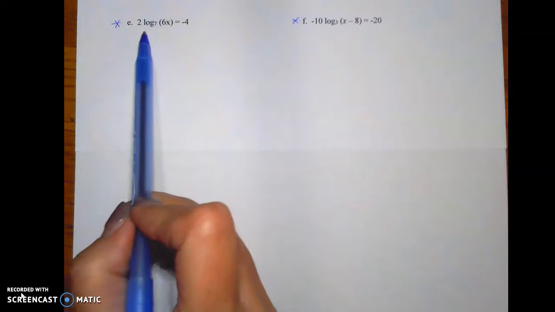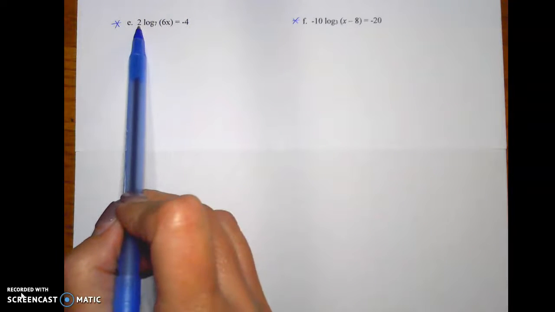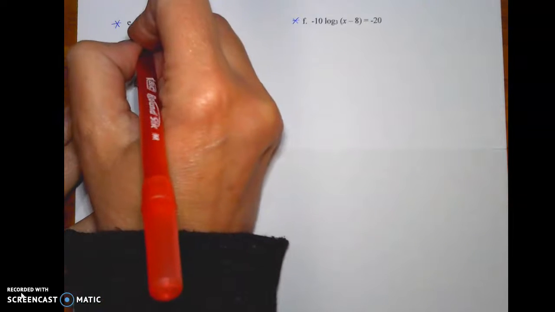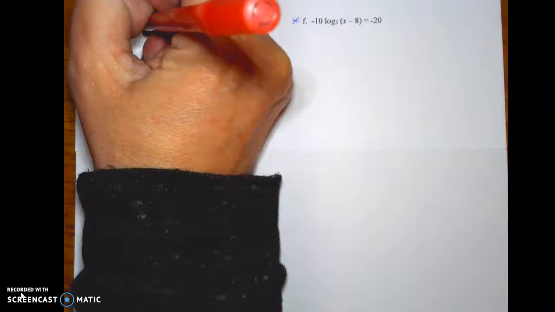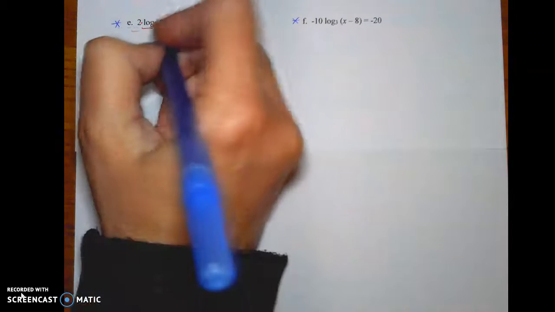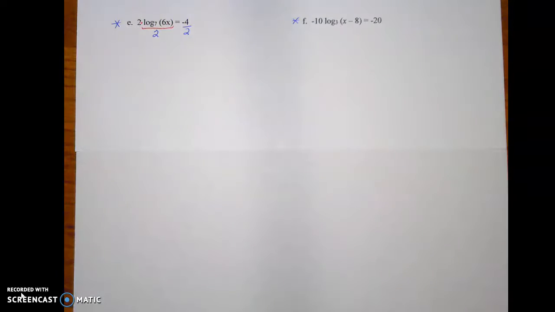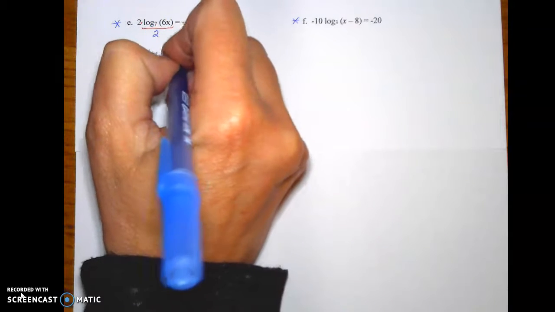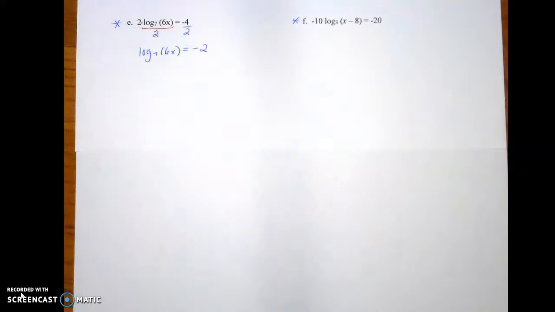So you'll see here, we have a logarithm, but it's not by itself. This expression right here, log base 7 of 6x, is being multiplied by 2. So we need to clear that 2 out of there before we can do anything else. So we're going to divide both sides by 2. Because it's being multiplied, the opposite of multiplication is division, so we're going to divide. So on the left, we now have log base 7 of 6x equals negative 2.